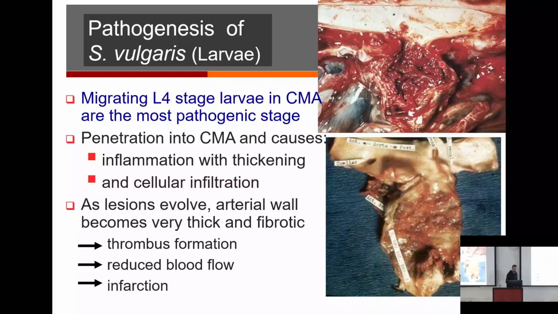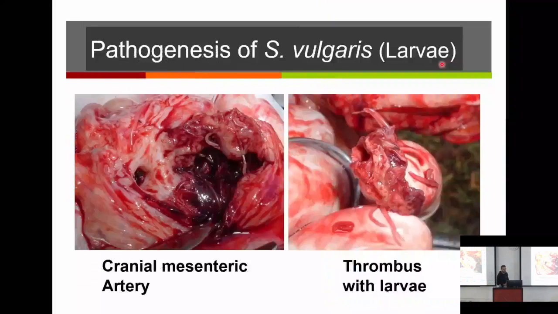And then you will see the thrombus formation, infarctions, and reduction in the blood flow. So it means that the larval stage, either the L3 stage larvae in the intestine or L4 stage larvae in the cranial mesenteric arteries, are highly pathogenic. Right? So here you can see the clinical lesions in the cranial mesenteric arteries, and you can see the worms are moving around here, and the thrombosis with the larvae in the cranial mesenteric arteries.